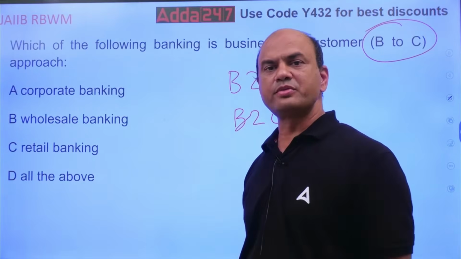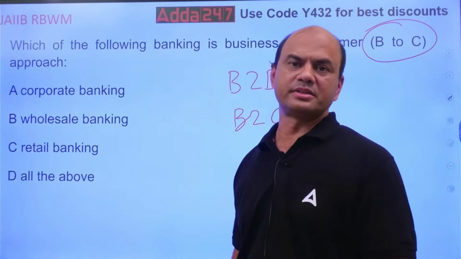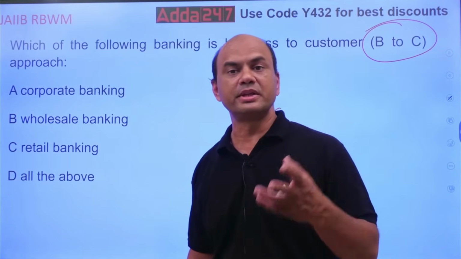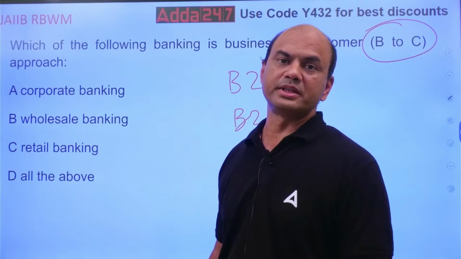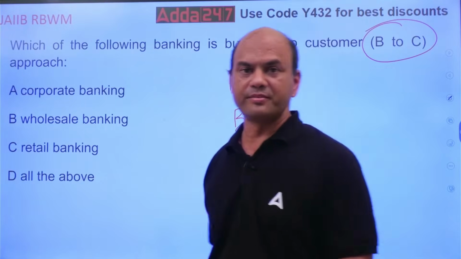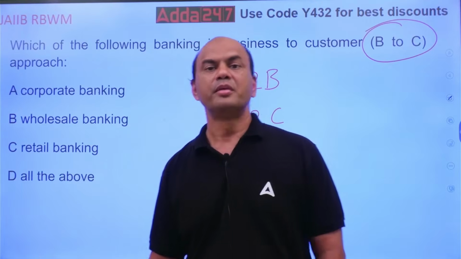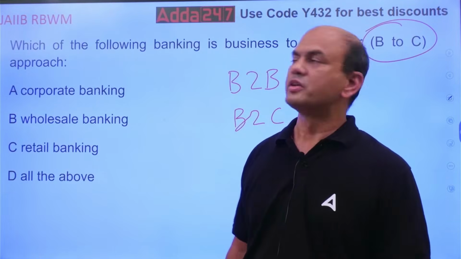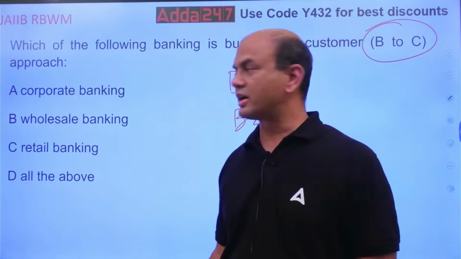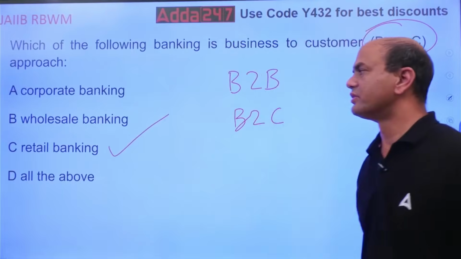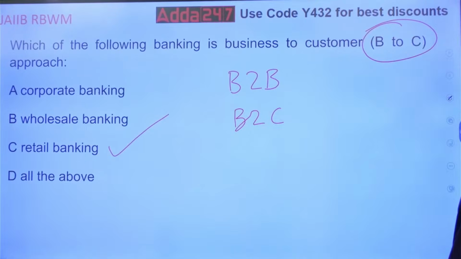Business to business means what? You are dealing directly with the companies. I'll give you a simple example. Steel companies, big steel companies. They do B2B, company to company. Okay? B2C means what? Retailer does with the customer. So we are in retail banking. So retail will be what? B2C. Okay? So which banking is of the B2C approach? So retail banking.